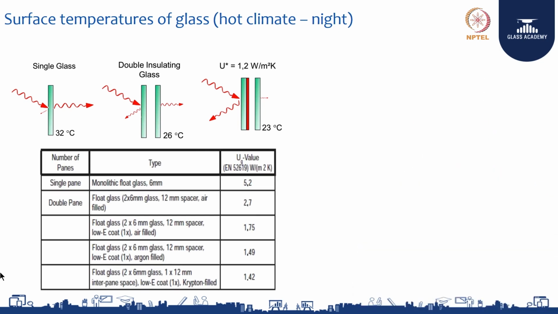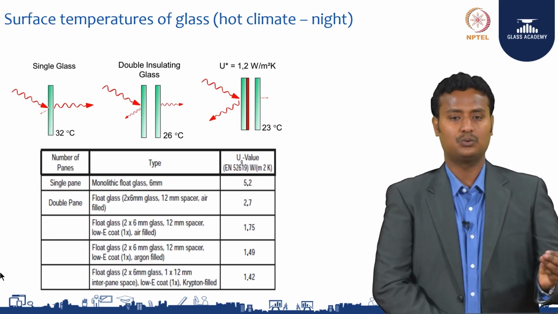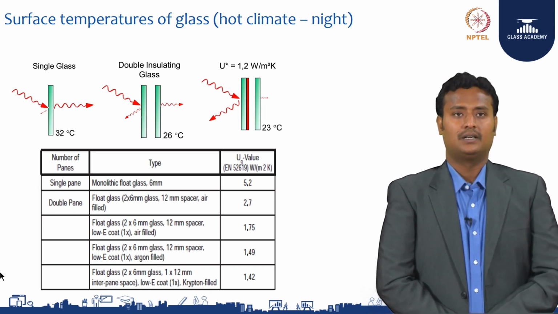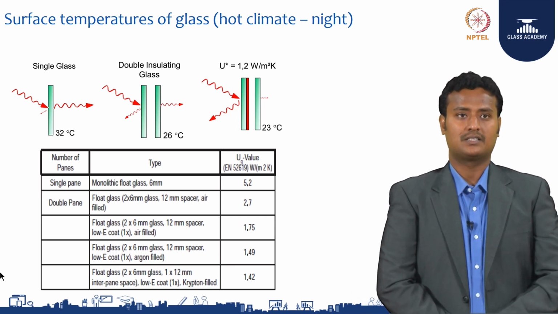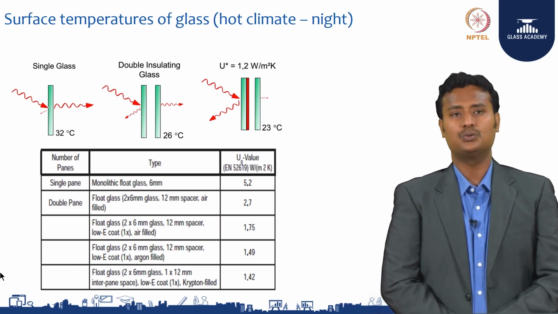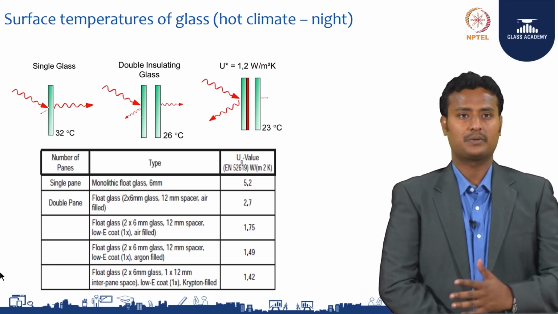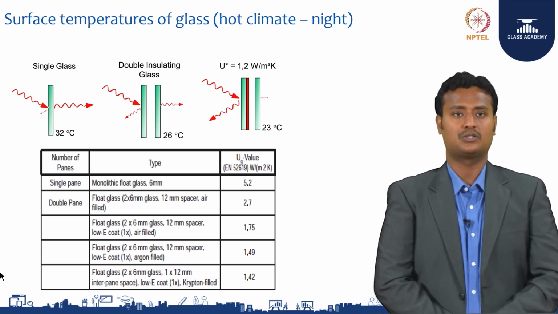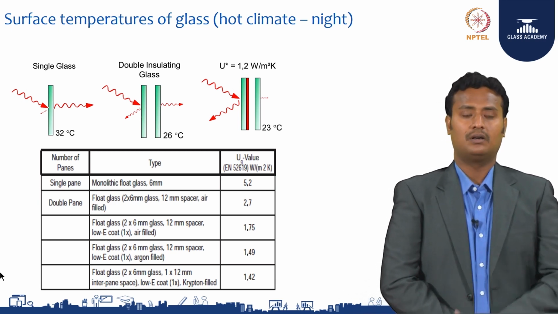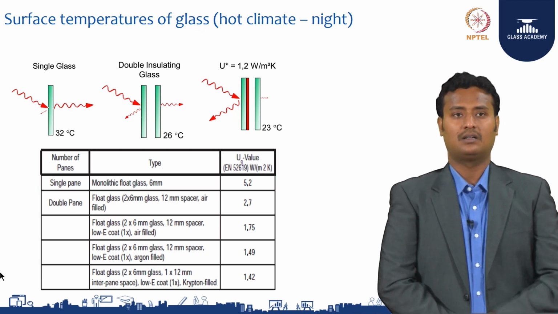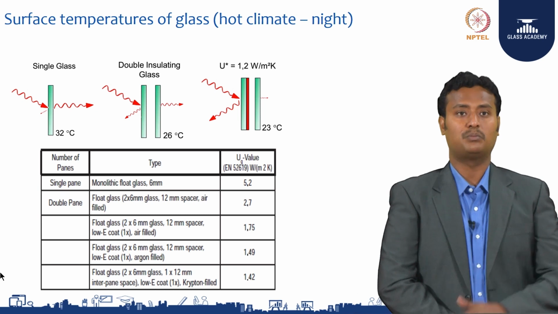Again, I would like to reiterate once again: single pane monolithic float glass 6 mm has a U value of 5.2, 5.6 or 5.8 within the range, depending upon the glass selection and the size of the glass. Double glaze pane, for example float glass 2x6, like 2 layers of 6 mm glass with a 12 mm air gap as a spacer, if filled with normal air, you will get a 2.7 watts U value. And if it is the same float glass, only with low-E glass on face 2 with the air filled, you will have 1.75.